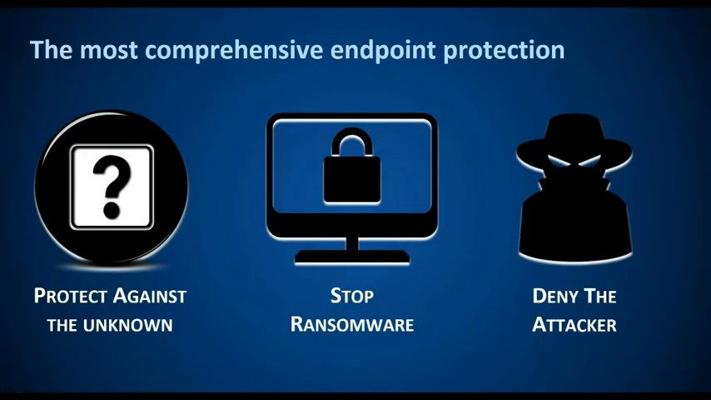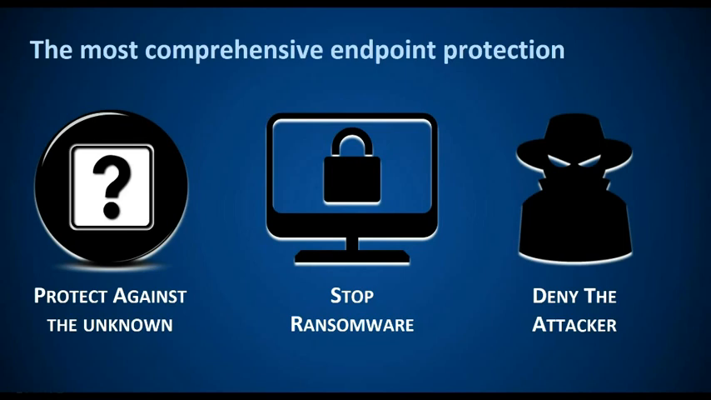And what Intercept X really is made up of is 3 pillars of protection. The first is technology that's going to protect us against the unknown, against the things we've never seen before. That's where the deep learning predictive security comes in that we'll talk about. The second is around stopping ransomware, where we've been incredibly successful. We were proven incredibly successful over the last year with stopping WannaCry, stopping NotPetya, those attacks. And we'll look at the technology and exactly how we're doing that with Intercept X.